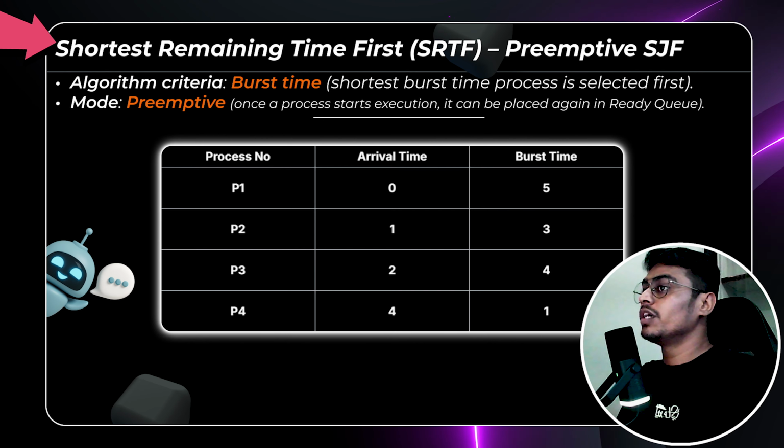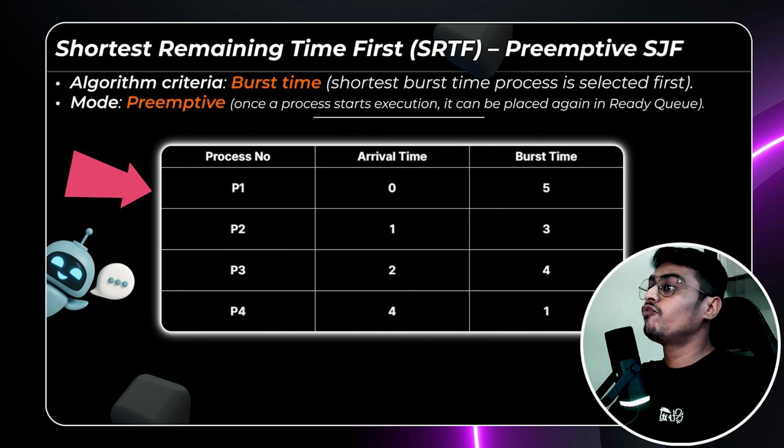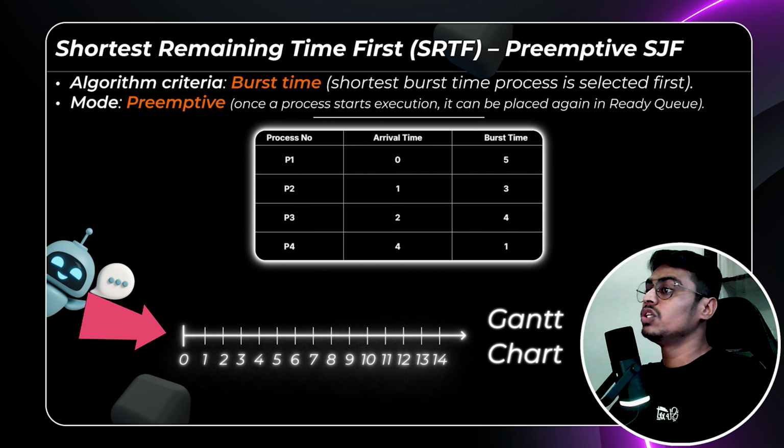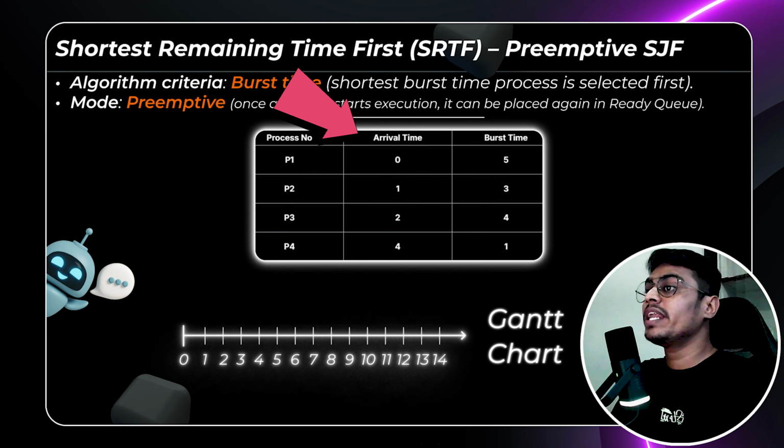Now we are moving forward to SRTF. So here I have 4 processes: P1, P2, P3, P4. Arrival time and burst time is given. Now we will start it at time 0. First we have to check how many processes arrived.